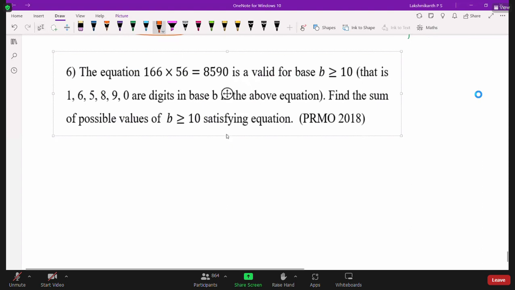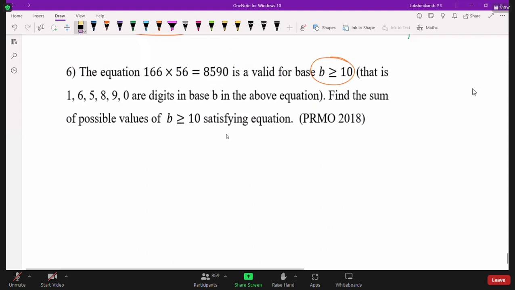166 times 56 is equal to 8590. This is not a decimal number system. You can clearly understand, right? Definitely B is not 10, because 6 times 6 is 36, so the unit digit should be 6. You can clearly understand that this is not a base 10 system.